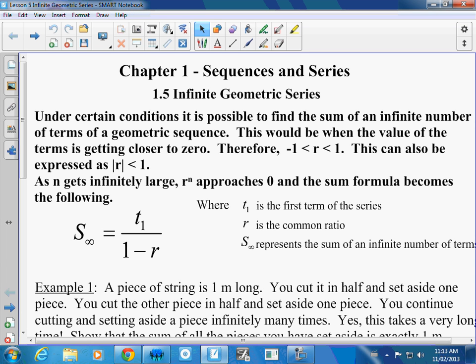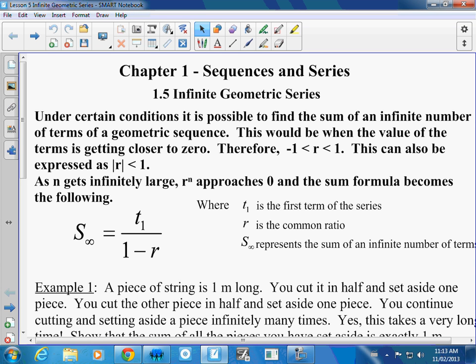So here's a question for you. Can we calculate the sum of an infinite geometric series? If the number goes on forever, can you calculate the sum of it? Well, I don't know. Well, let's find out.